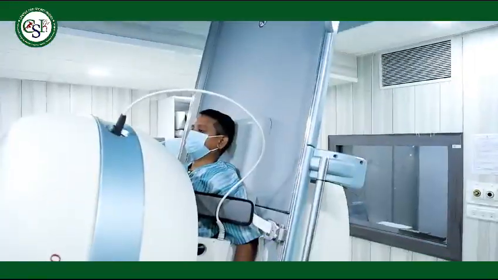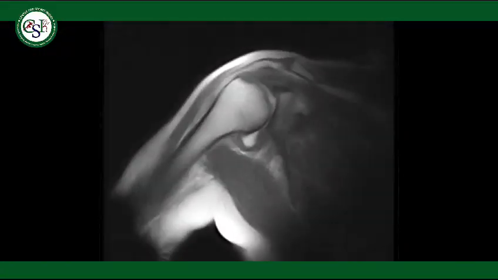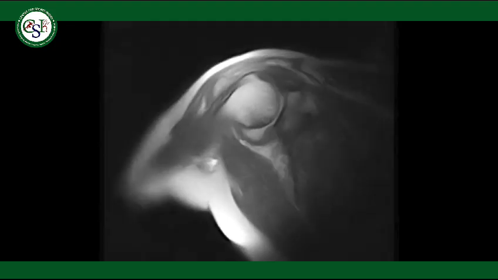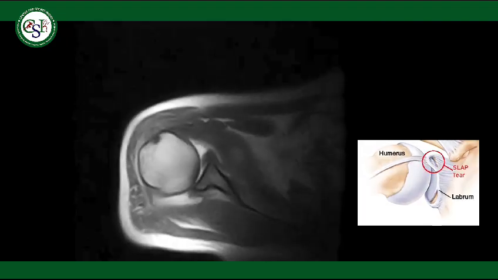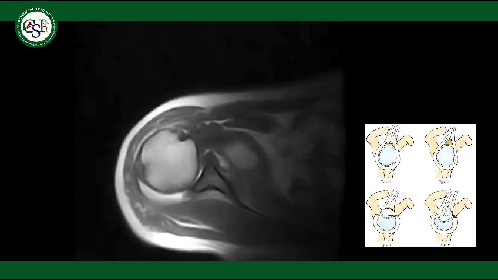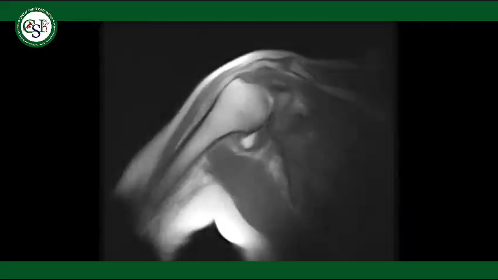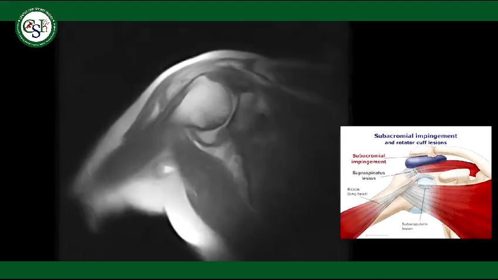When we do the dynamic MRI, we ask the patient to move the hand towards or away from the body by doing internal or external rotation. In this way, we can see the pathology better. For example, the labral tears, we have to classify them in grade 1, grade 2, grade 3, grade 4. Also, when we move the hand, we can see if there is any subacromial impingement or joint space reduction.